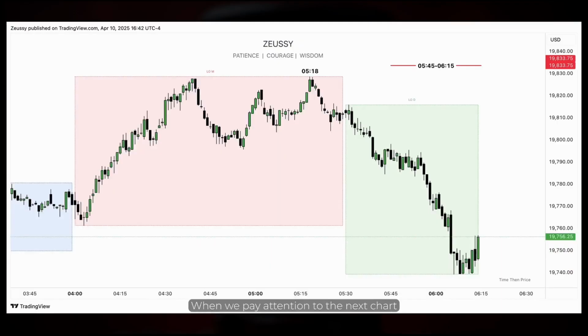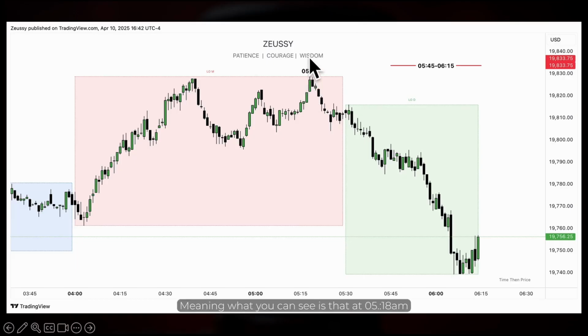When we pay attention to the next chart example, what we would like to see is that inside of this chart example, you can see that the reversal occurred outside of our macro window, and therefore, what we're paying attention to is the following rule. Whenever a market reversal occurs outside of the macro window, we pay attention to the next macro to anticipate the expansion to take place.